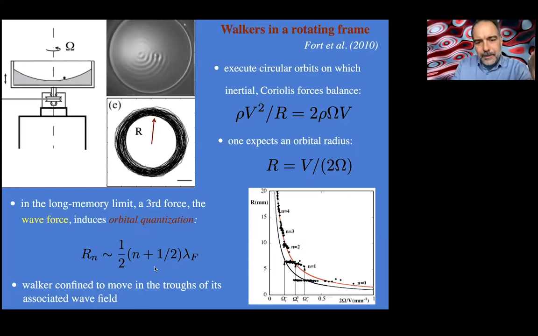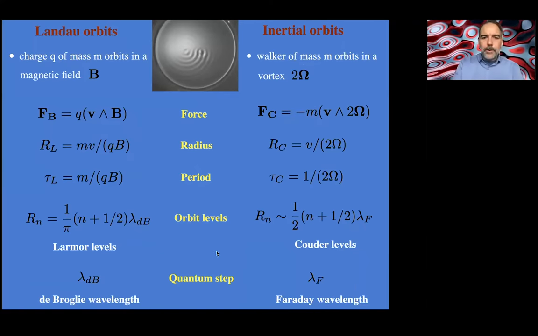So basically there's a quantization, and the quantization length is the Faraday wavelength. Basically the drop is confined to move in the troughs of its wave field, so it's moving on its own potential. And owing to the analogous form of the Lorentz force acting on a charge Q in a uniform magnetic field, and the Coriolis force acting on a mass M in a rotating frame, they drew the analogy between these quantized inertial orbits and Landau levels. Again, the quantization length in our system is the Faraday wavelength, whereas in quantum mechanics, it's the de Broglie wavelength.